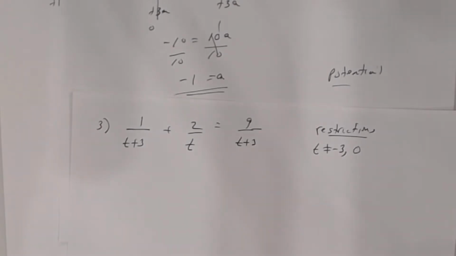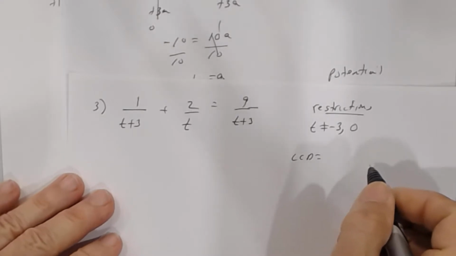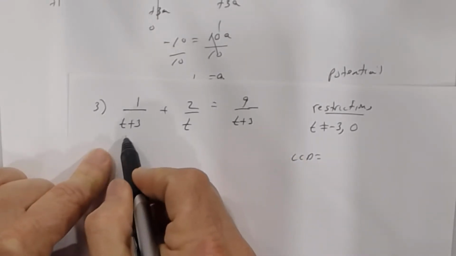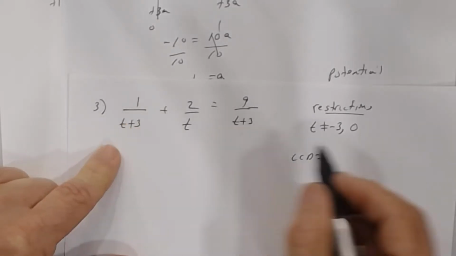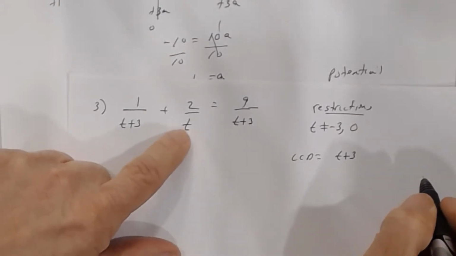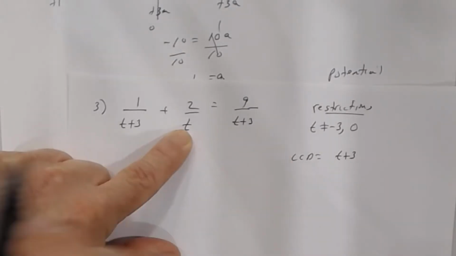Now let's talk about the LCD. Every factor has to be part of the LCD. So in other words, if I want this factor right here to be a 1, then I've got to multiply by what? T plus 3. So I got to use t plus 3 as a factor. If I want this to be a 1 right here, then I also have to multiply by what? T. Okay, now be careful.